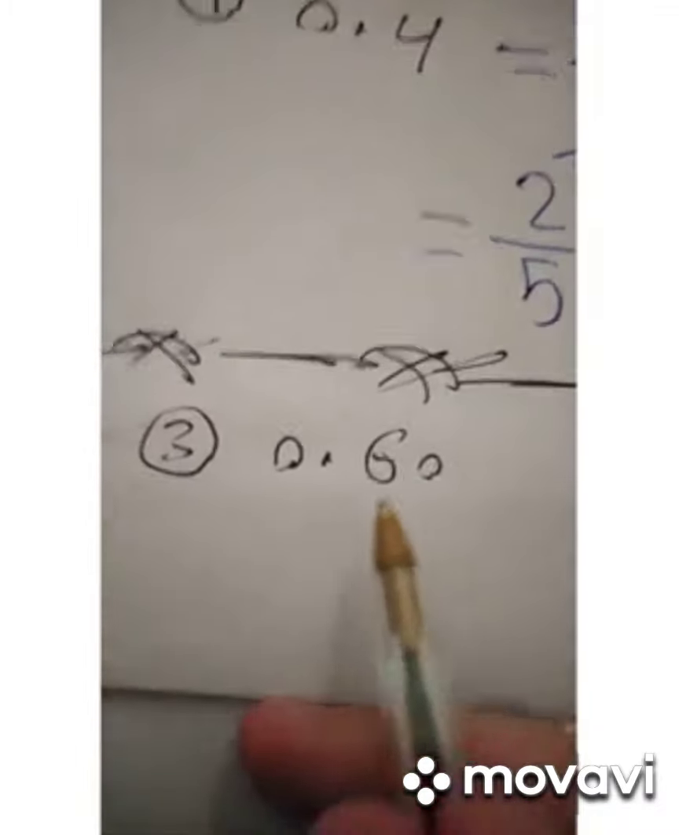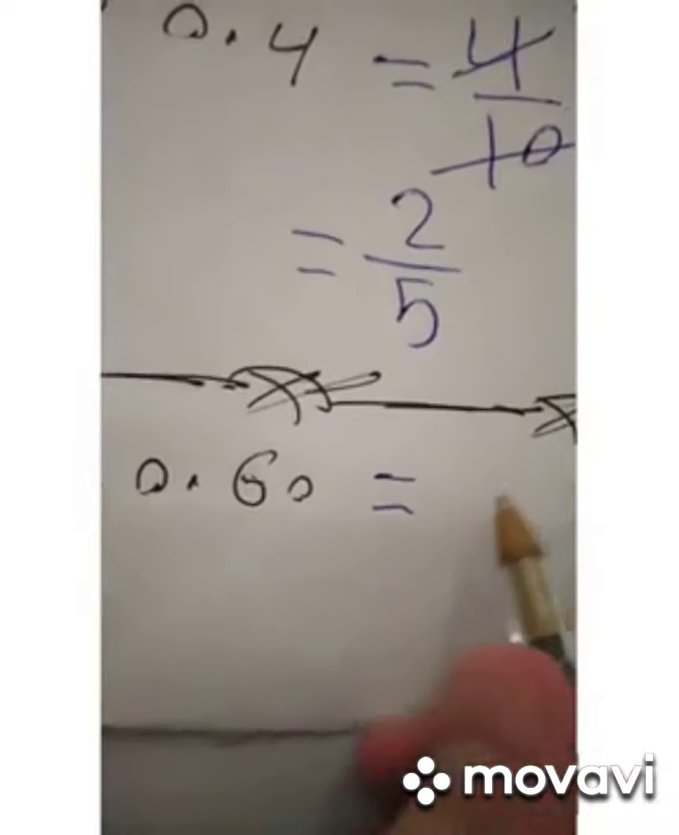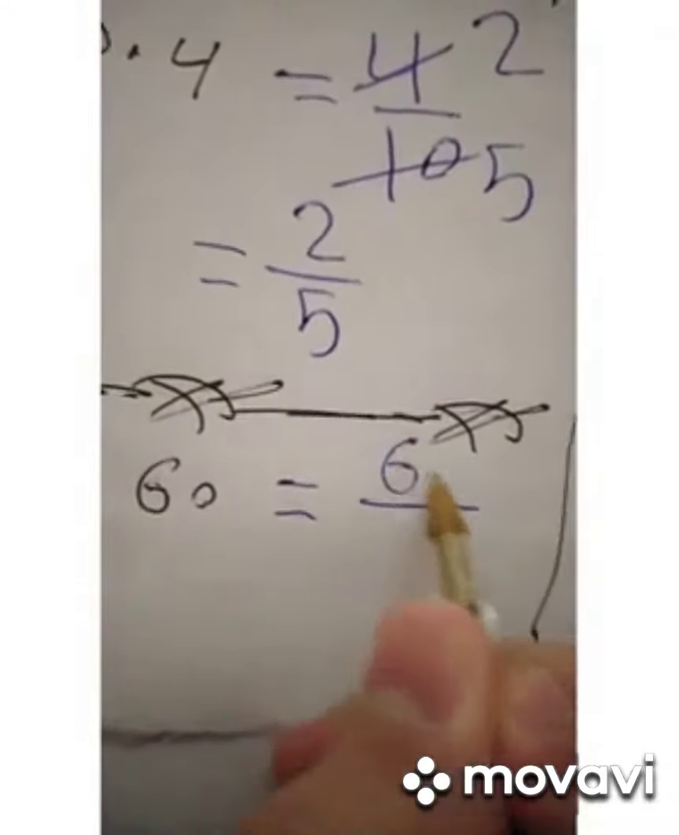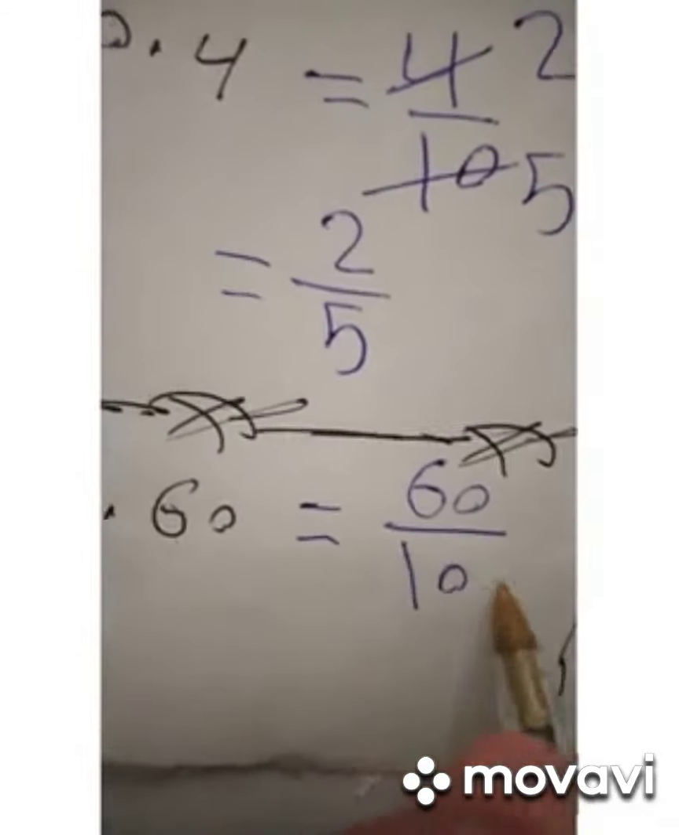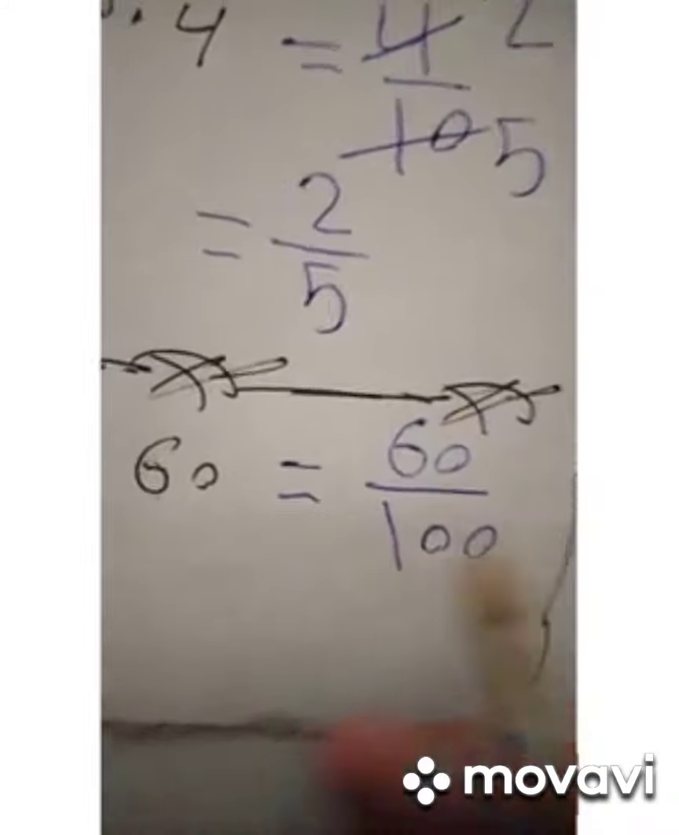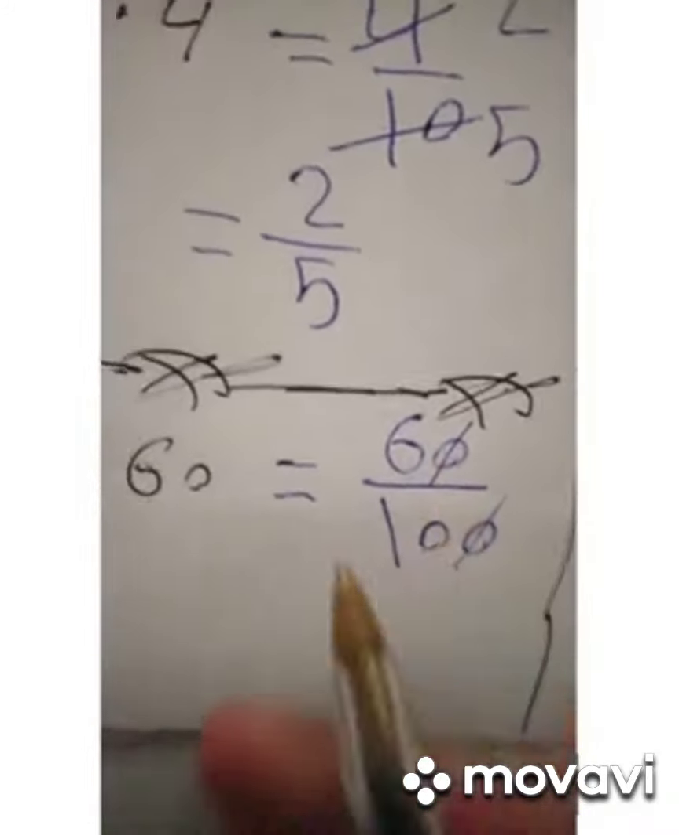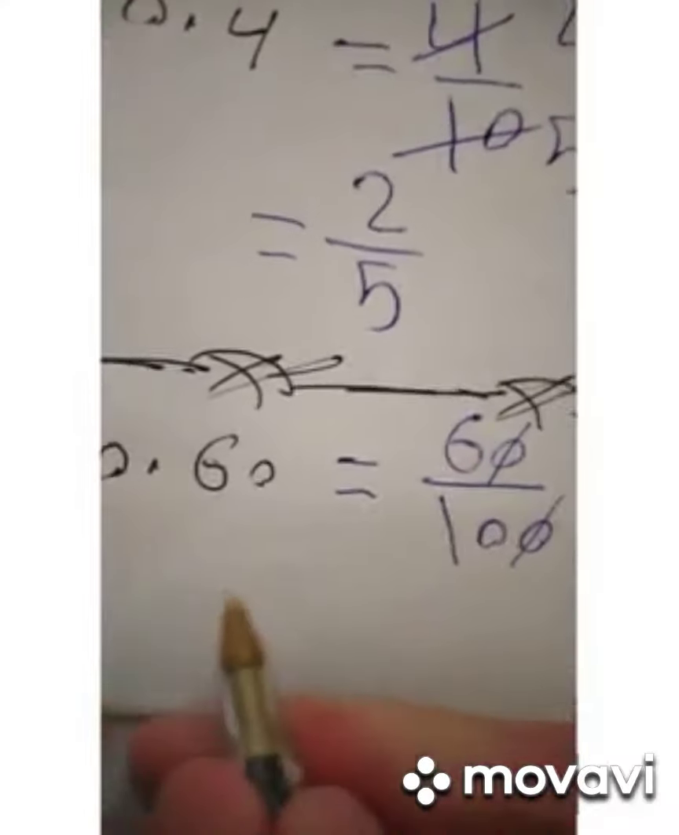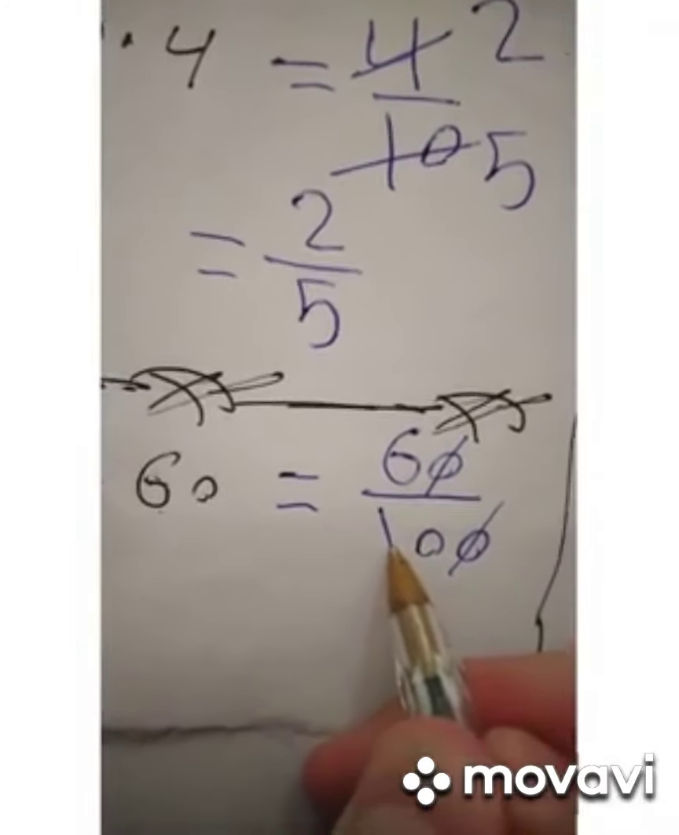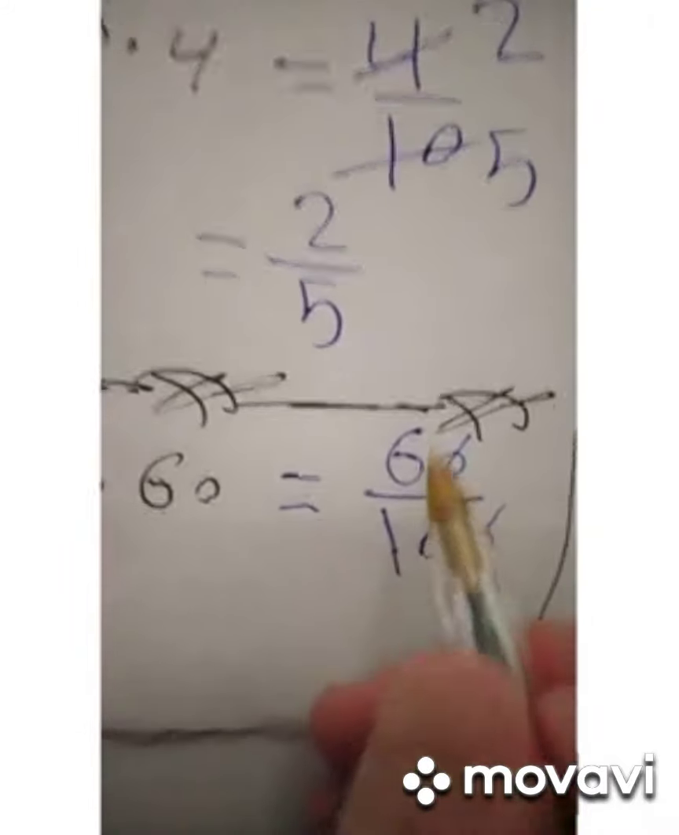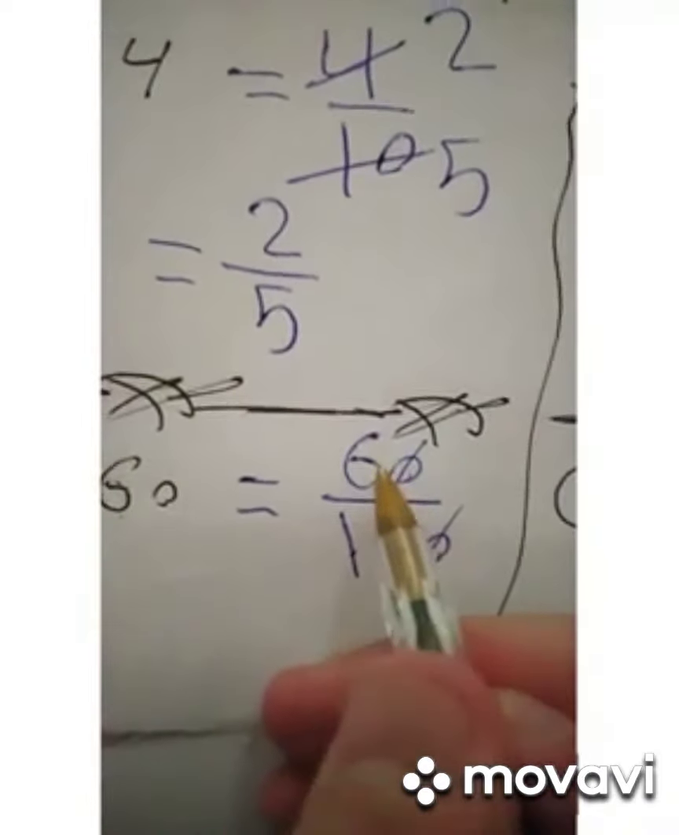Number 3. 0.60, 60 hundredths. Yes, it's a decimal. So we want to write it as what? Yes, as a fraction. It will be 60 over 10? No. 60 hundredths, so over 100. Now, is it in simplest form so that we can cancel 0 up with 0 down? It becomes 6 tenths, okay? But 6 and 10, what is the GCF of 6 and 10? Yes, 2. So we'll divide up and down by the GCF of 6 and 10.